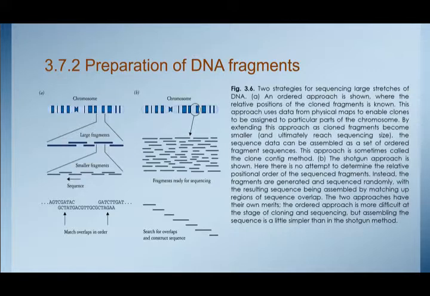This approach is sometimes called the clone counting method. In Part B, the shotgun approach is shown. Here there is no attempt to determine the relative positional order of the sequence fragments. Instead, the fragments are generated and sequenced randomly, with the resulting sequence being assembled by matching origins of sequence overlap.